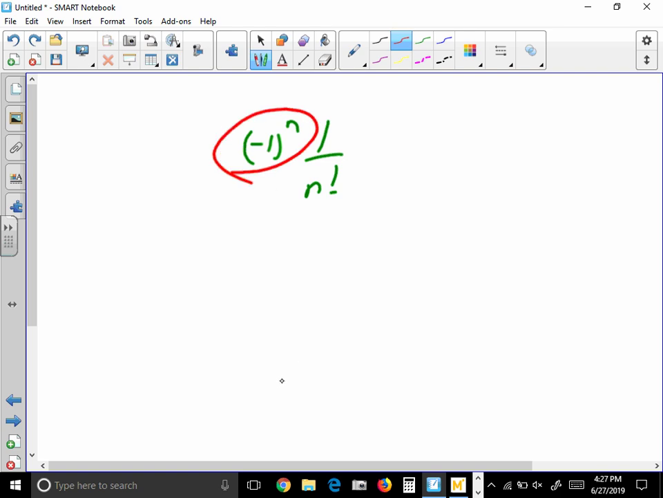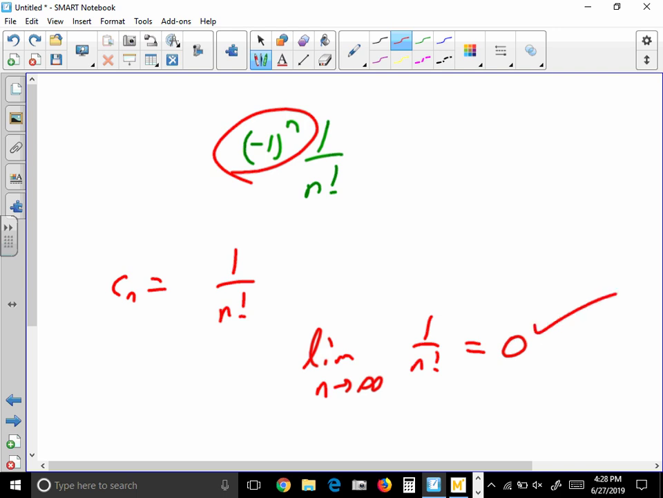One of the things that made this really tricky is that (-1)^n business. It was alternating signs back and forth. If it was just that sequence, if we let n go to infinity, what would that go to? That would go to 0. The top is constant. The bottom is getting bigger and bigger and bigger. So that is going to 0.